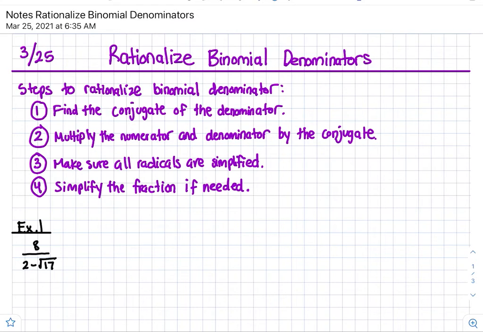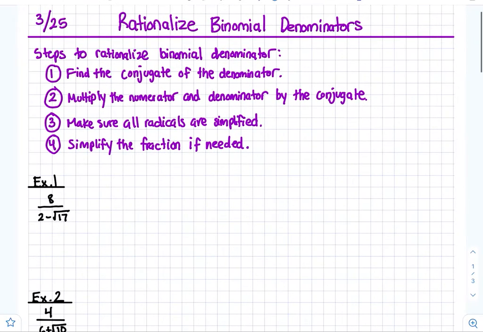So we have 4 steps to rationalize a binomial denominator. Step 1, find the conjugate of the denominator. Step 2, multiply the numerator and denominator by the conjugate. Step 3, make sure all the radicals are simplified. And step 4, simplify the fraction if needed. So for example 1, we will follow our steps and see how it goes.